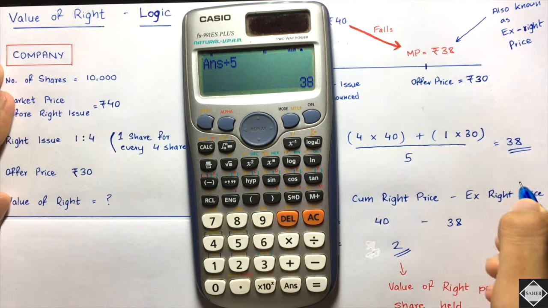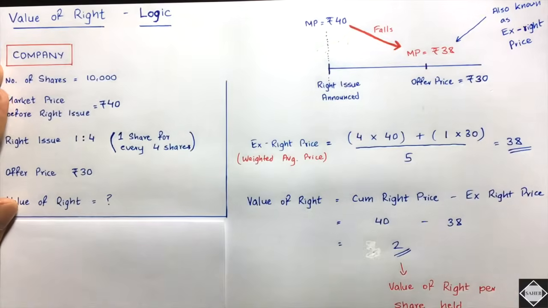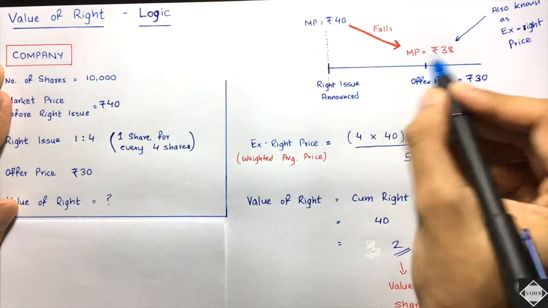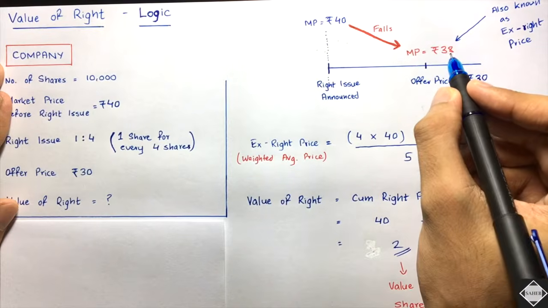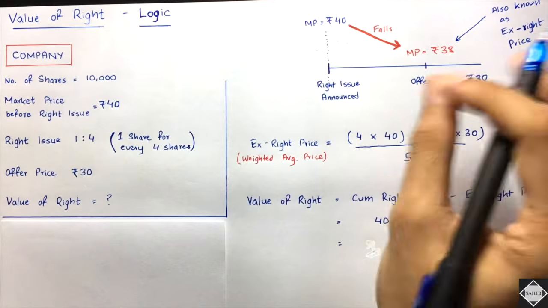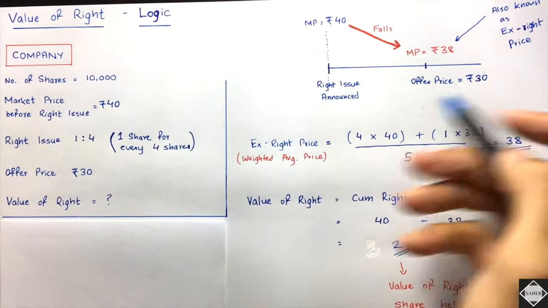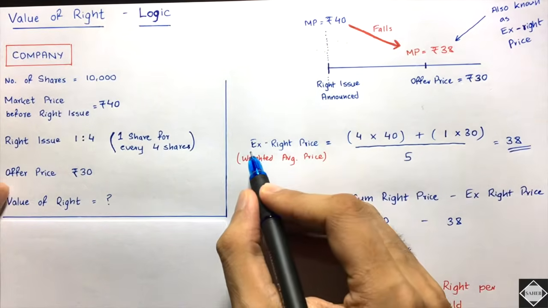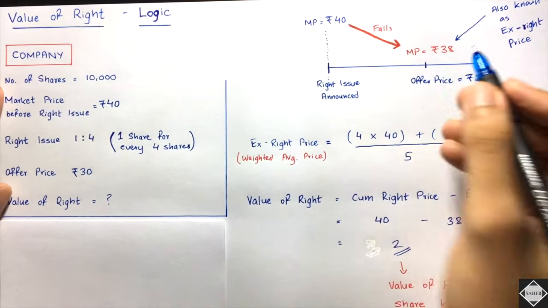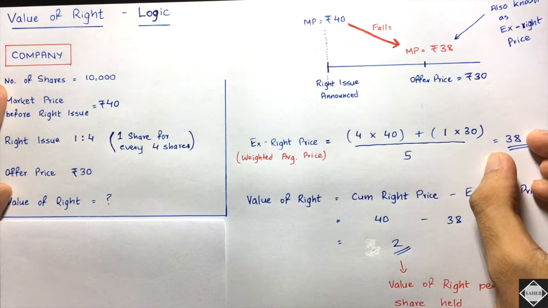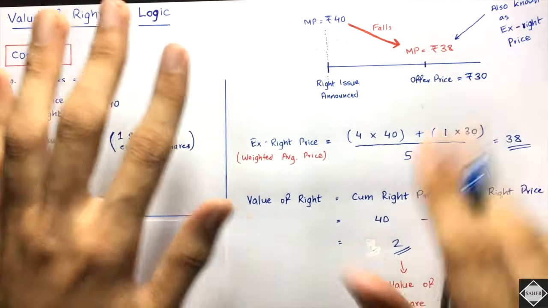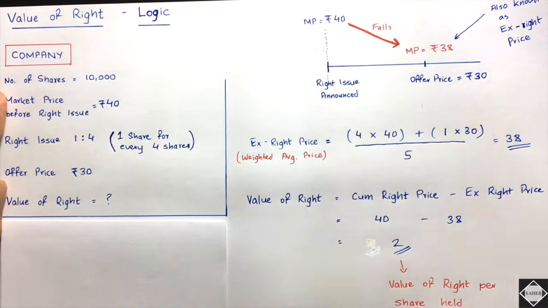Now what is this 38? This 38 is the ex-rights price, or theoretical ex-rights price, TERP. This is the future price which will be there, 38. This is just an estimation, it's not real actually. In a perfect market this situation will happen, because this is a theoretical ex-rights price. If you take the difference between this 38 and the rights price 30, that is 8 rupees, which will be the whole value of the right.